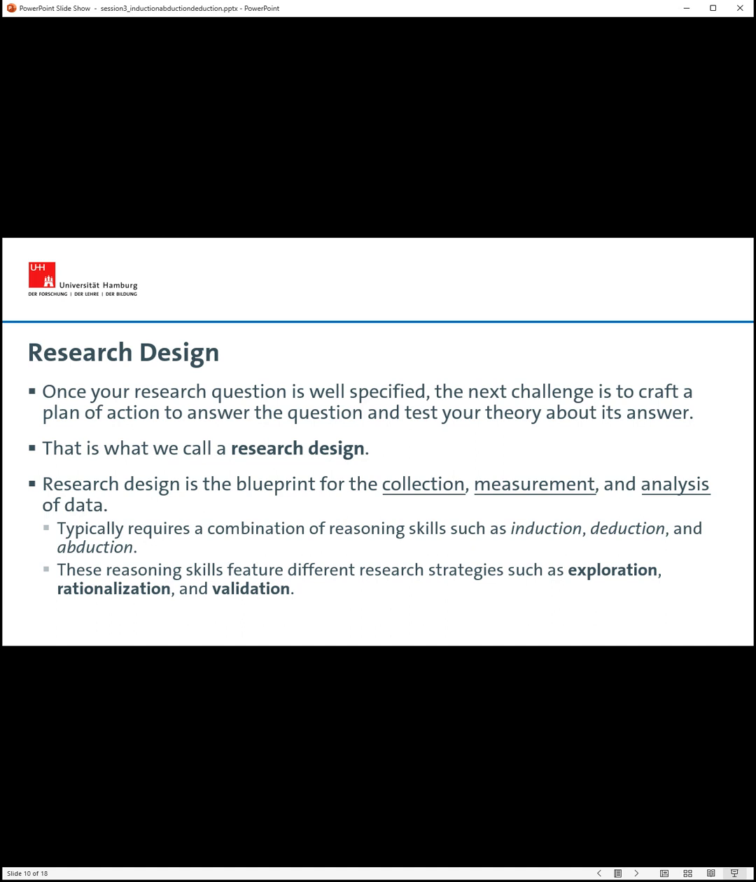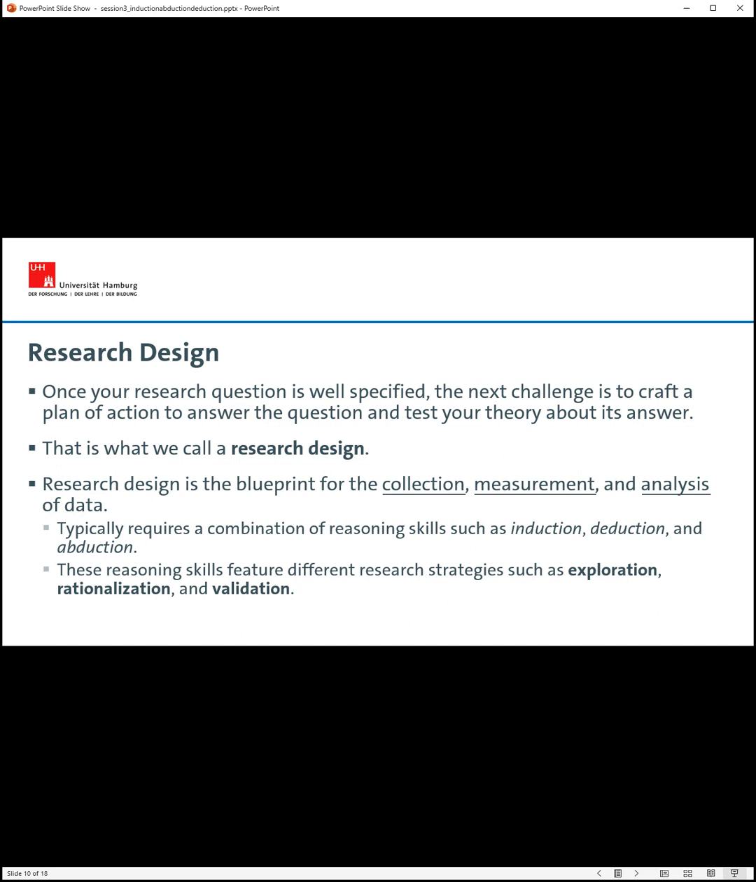A research design is a blueprint, a plan of action for the collection, measurement, and analysis of data. Really, the model of the procedures we're going to step through to find an answer to the question that we're asking. Now, what's important is that research design involves a lot of choices, and it depends on how we want to go about reasoning about our answer. Reasoning is a logical skill, a cognitive skill where we try to figure out how to find an answer to our problem. Typically, we use a variety of different reasoning skills, and the most prominent of these are what are called induction, deduction, and abduction. I will explain them in a second.